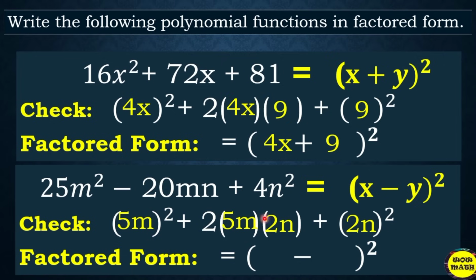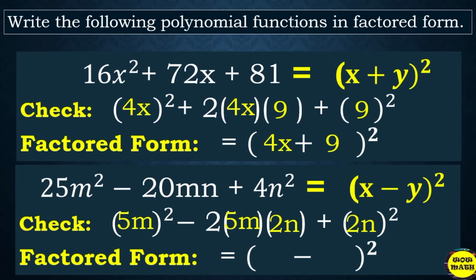Now, check natin. Dapat mag-satisfy siya dun sa ating middle term. Check muna natin, 2 times 5, 10 times 2, that is 20, and then minus. Since nag-satisfy siya dun sa ating middle term, then this is a perfect square trinomial. So, pwede natin itong gamitin. Copy lang natin si 5m, and then copy lang natin si 2n, and then squared. So, this is the pattern.